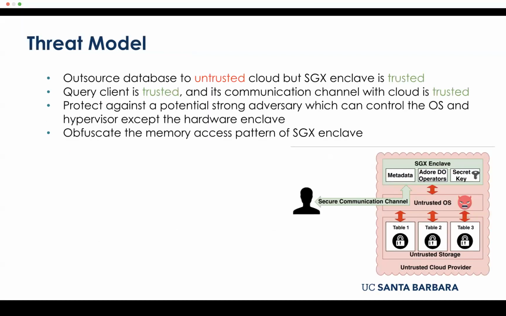Before introducing our solution, I will first discuss our threat model. We have a similar threat model to ObliDB. We want to outsource our database to the untrusted cloud, but the SGX enclave is trusted. The query client and also the communication are trusted. We want to protect against a potentially very strong adversary, which can control the OS and or the hypervisor, except the hardware enclave. And we want to obfuscate the memory access pattern of the SGX enclave.